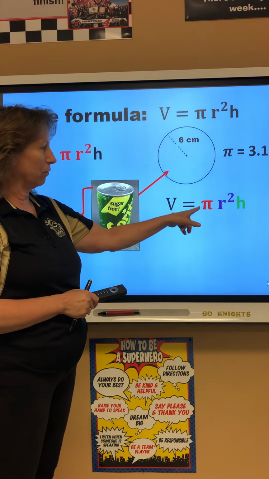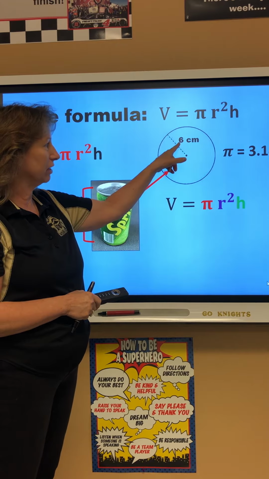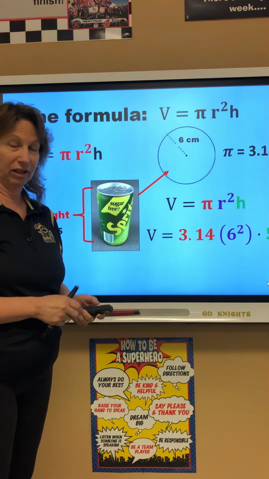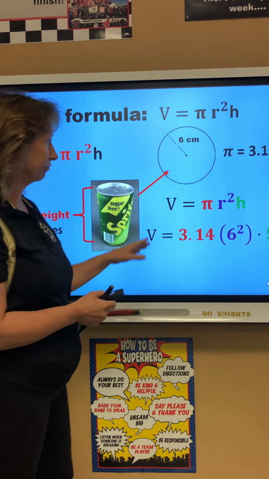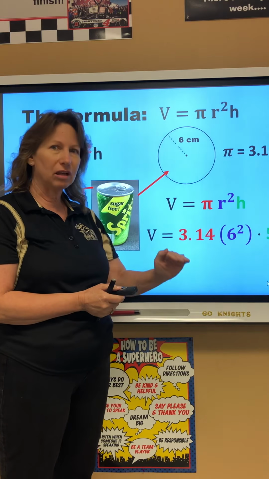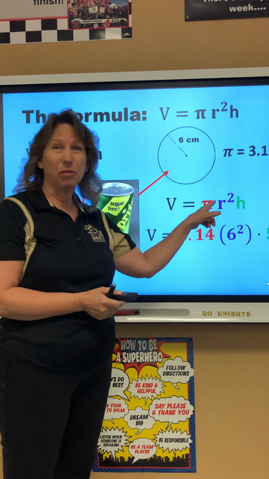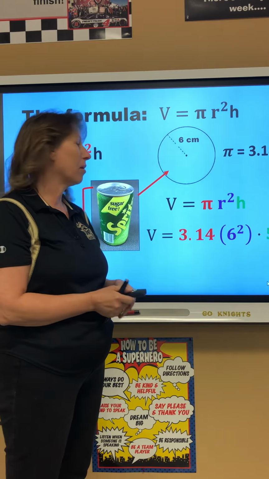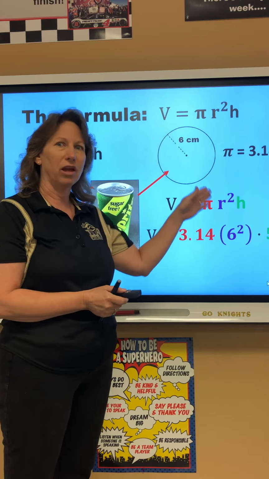So you'll have 3.14, and then we have to take the radius and square it and then multiply it by the height. So your formula should look like this when you write it on your paper. Remember to always write the formula first on every single problem, because you're going to have to memorize that. So if you keep writing it over and over again, it will help you to remember. Volume equals pi r squared h.